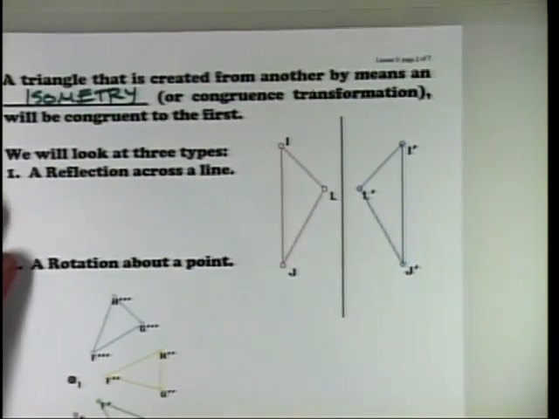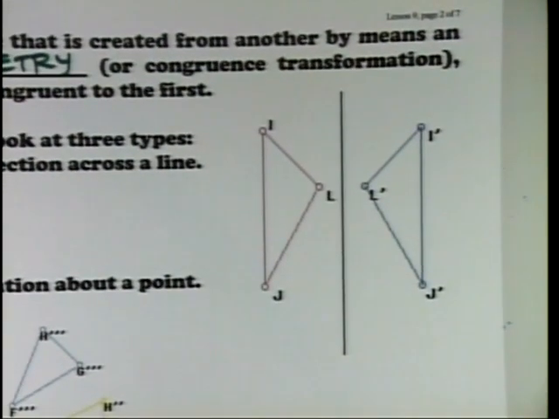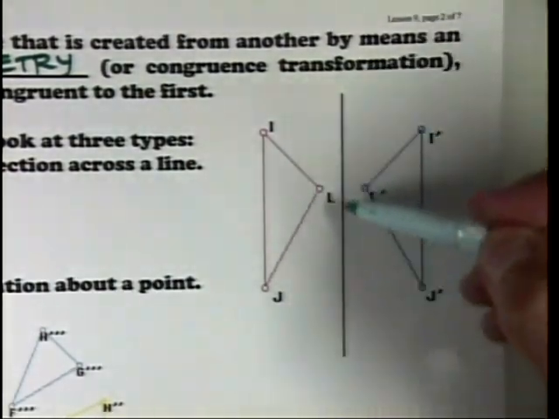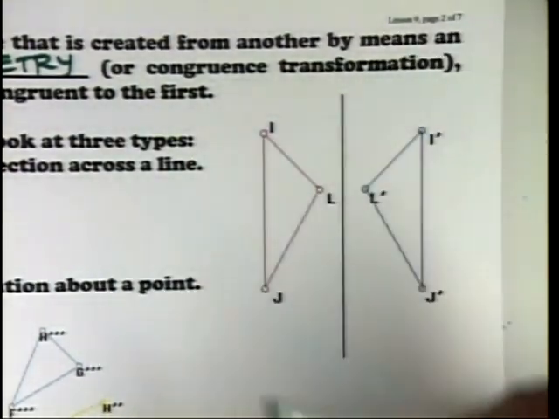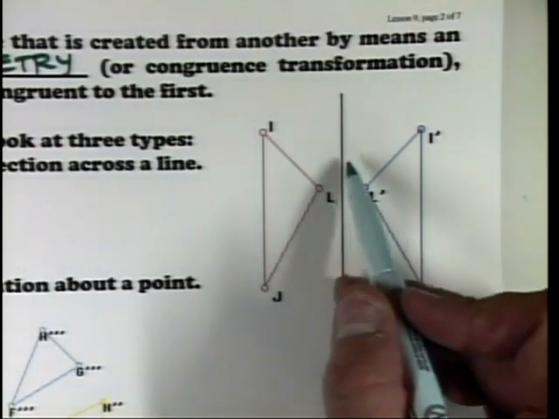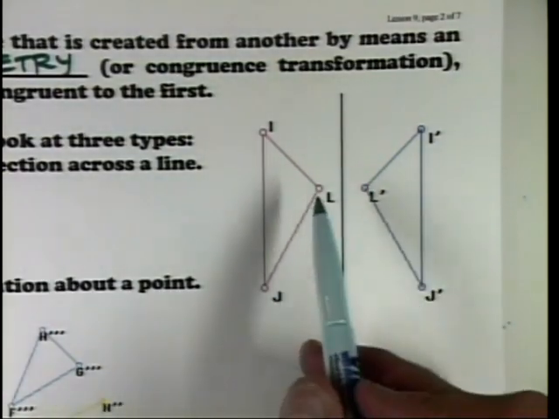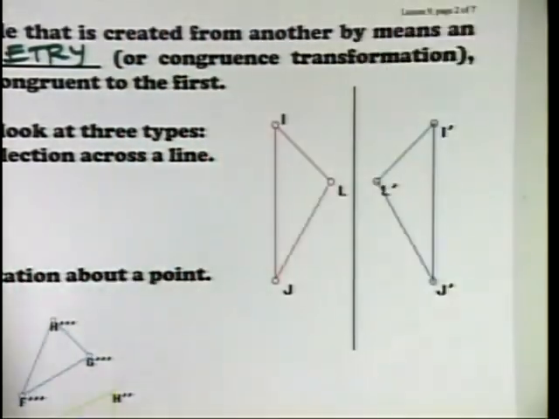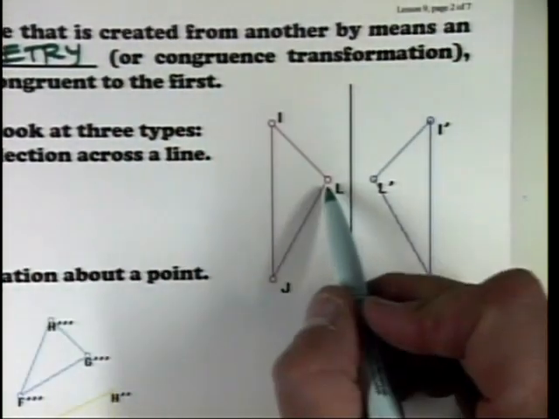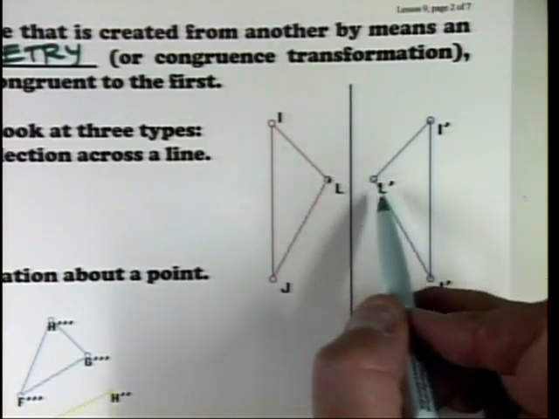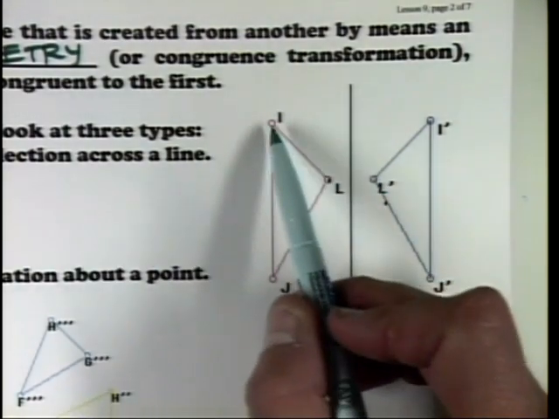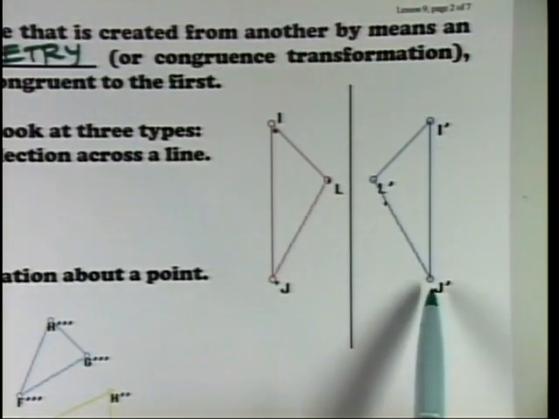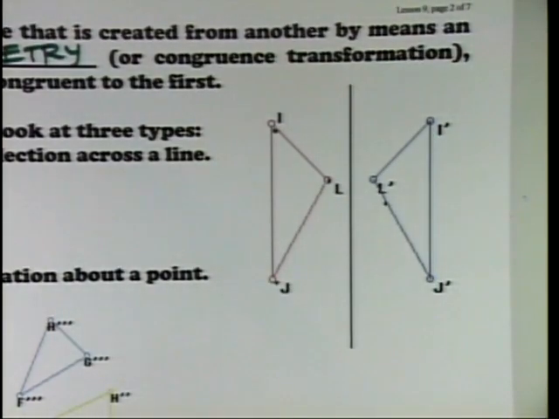So let's say that we were starting right here with this triangle, triangle IJL. And this is a given line. It can be anything that doesn't intersect through the triangle. Well, you could think of this line as being a mirror. And so I could take this triangle and basically reflect it, boom, like that, across the line. So that point L, its mirror image is going to be L prime. Point I has a mirror image of I prime. And point J has a mirror image of J prime.